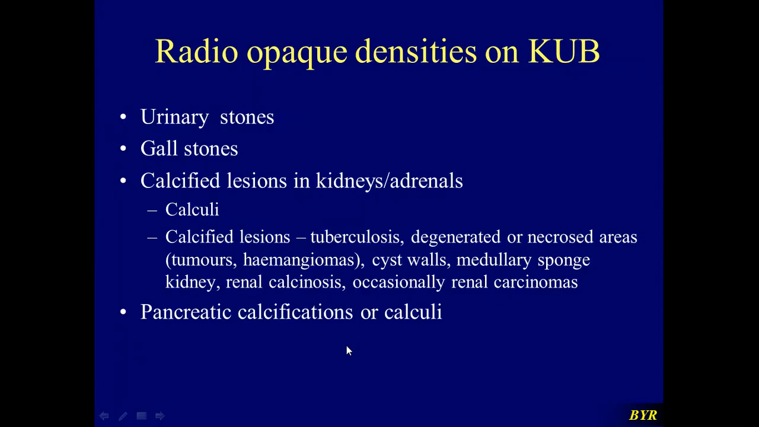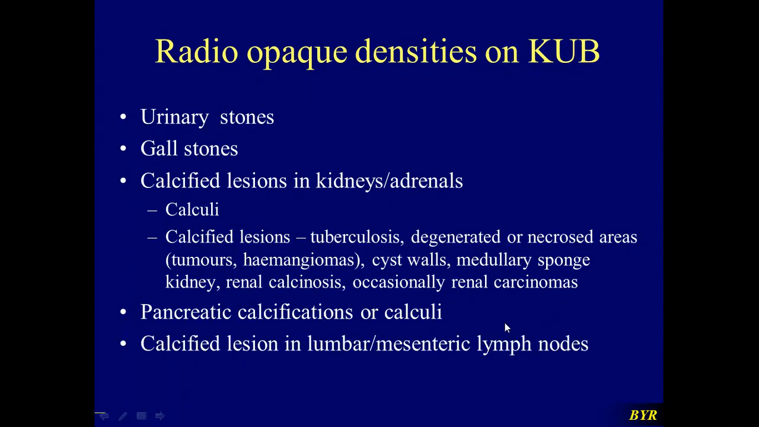I am just enumerating all the radio-opaque densities you see on the KUB X-ray. Not only renal shadows, I am talking about any radio-opaque densities seen on the X-ray KUB. It can be due to urinary stones, gallstones, calcified lesions in the kidneys and the adrenals, or pancreatic calcifications or calculi. Already we have seen these calculi and calcifications. Then calcified lesions in the lumbar or mesenteric lymph nodes. These also we have seen previously.